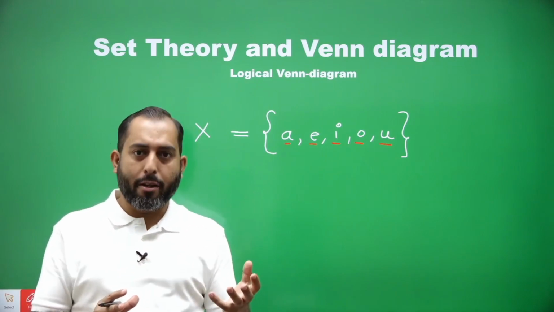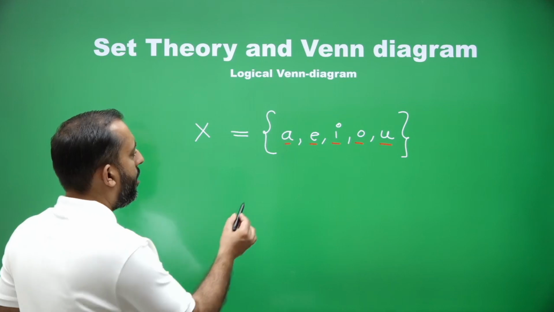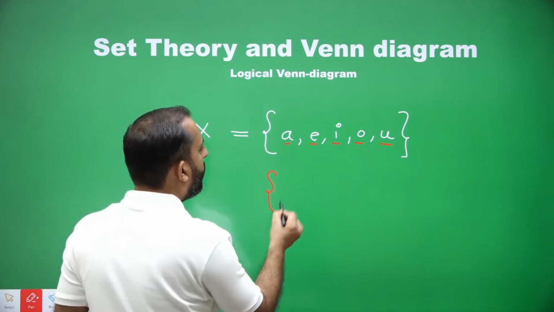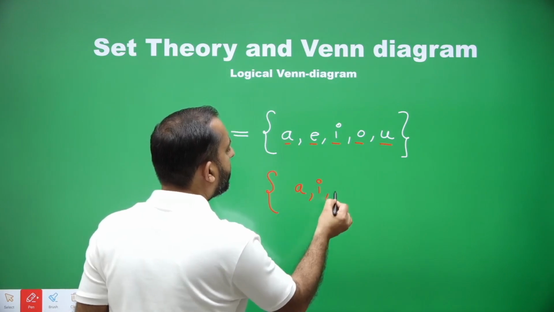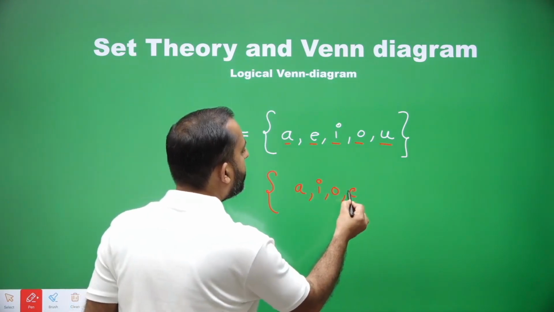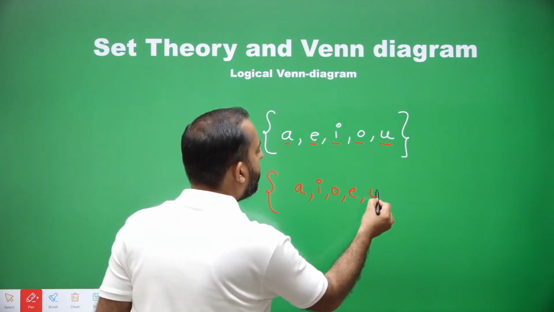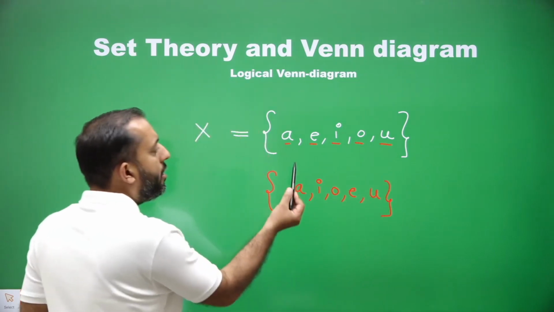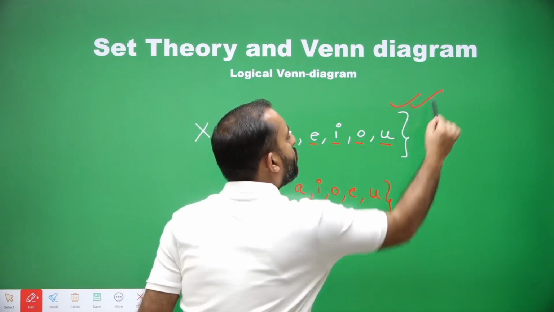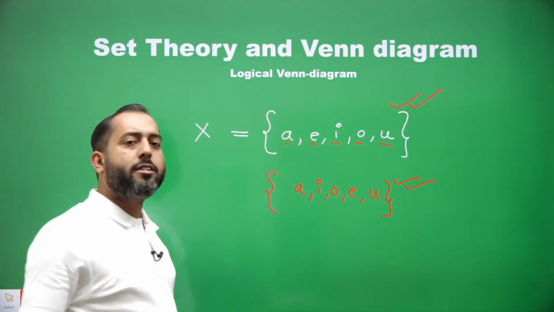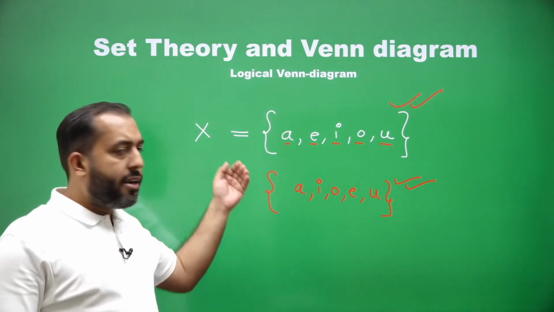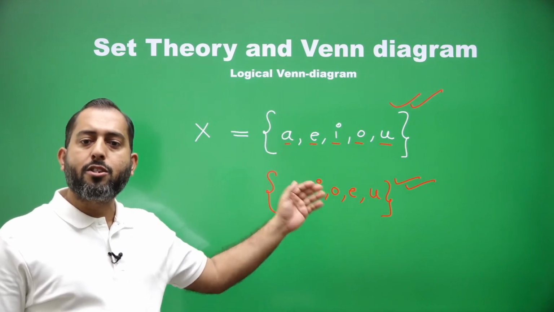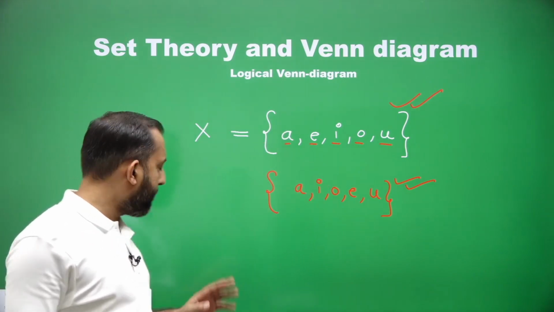Apart from that, in a set we do not consider the order of elements. Meaning, if we have a set where the first element is A, the second element is I, the third element is O, the fourth element is E, and the fifth element is U, then these two sets are the same sets, equal sets. They are not different from each other. Remember, in a set, the order of elements does not matter.